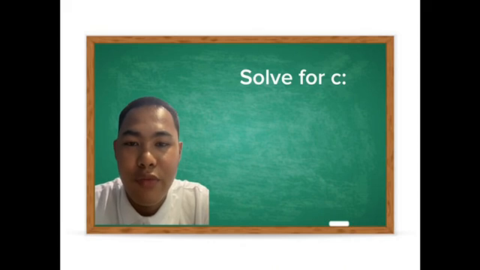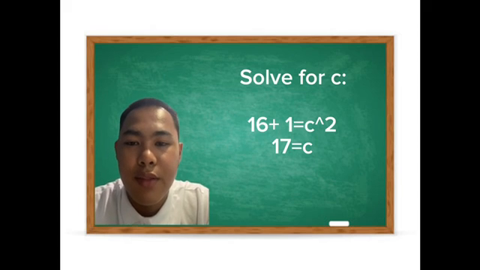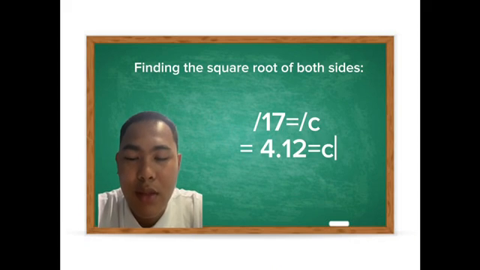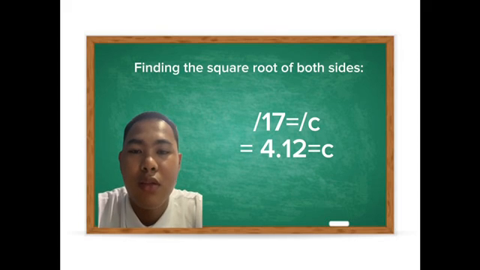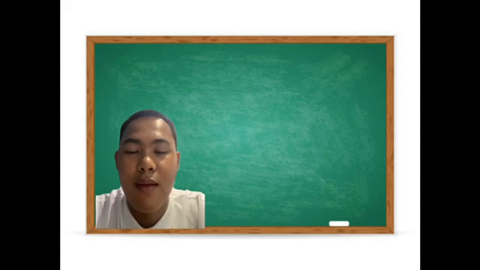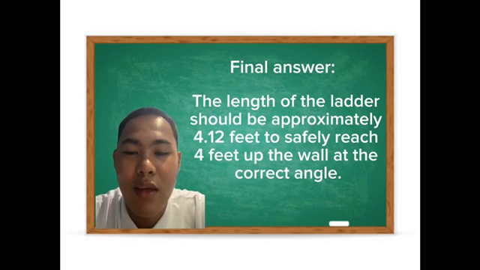Now, let's solve for c. 16 plus 1 is 17, so 17 is equal to c squared. Now, let's proceed to finding the square root of both sides. The square root of c squared is c, and the square root of 17 is about 4.12. So, the value of c is 4.12. So, the final answer is the length of the ladder should be approximately 4.12 feet to safely reach 4 feet up the wall and at the correct angle.